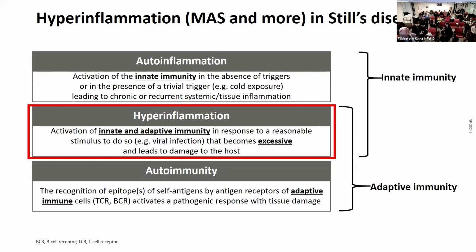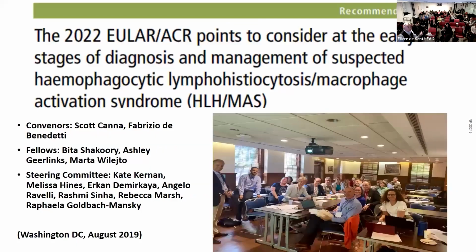In hyperinflammation, it gets excessive. It involves both innate and adaptive immunity, for example, in response to a viral infection, but this response becomes excessive and leads to damage to the host. Usually, hyperinflammatory syndromes are lethal if they're not treated because they get out of control.